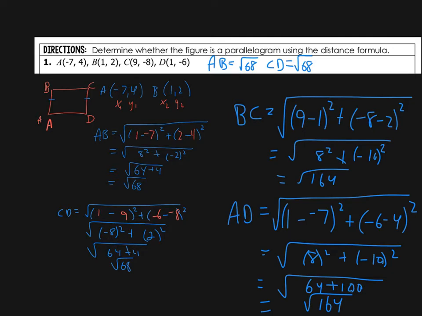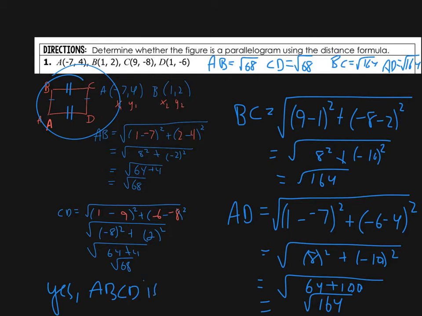Again, I get square root of 164, so BC is equal to the square root of 164, and AD is equal to the square root of 164. Since we have both pairs of sides congruent, then yes, ABCD is a parallelogram. All right, we're in good shape. That's the first method, using the distance formula 4 times to show that both pairs of opposite sides are congruent.